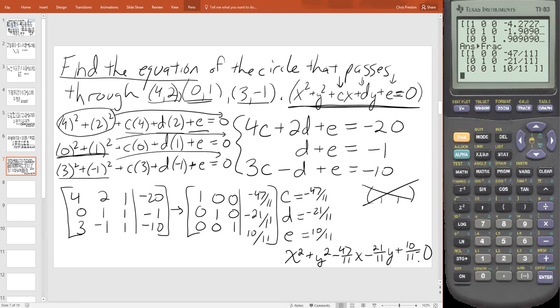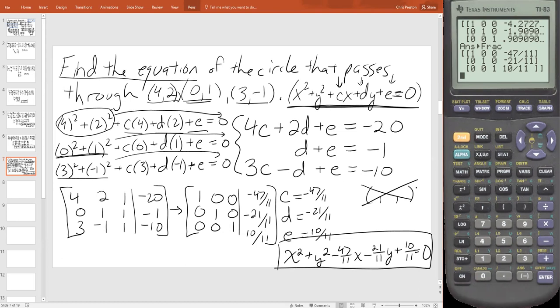That's what they told us. And that is the answer. So if you're not told you're doing something like that, you shouldn't do it. You should write an ordered triple. But since in this case we're looking for this equation, this is how we're going to do it.